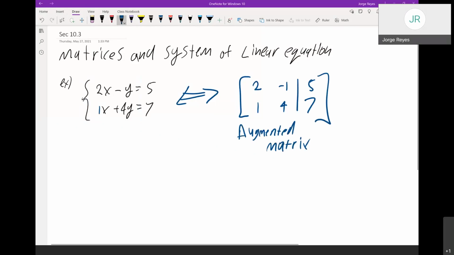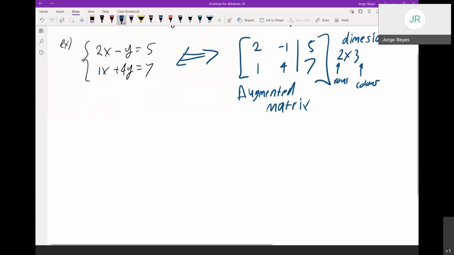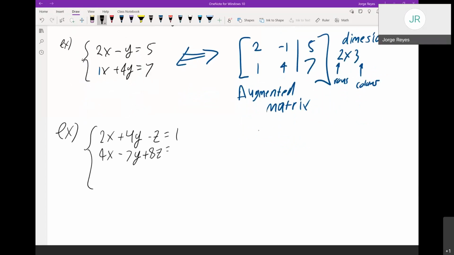Specifically, we say it has dimensions 2 by 3, which means there are 2 rows and 3 columns. So the first skill you need to learn is just how to translate between a system and a matrix, which is honestly not that difficult.